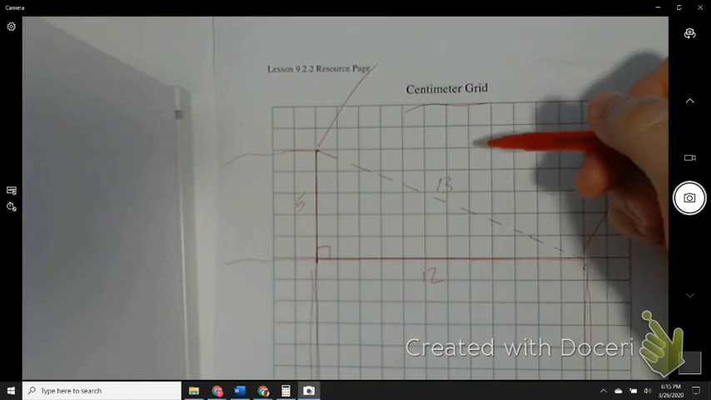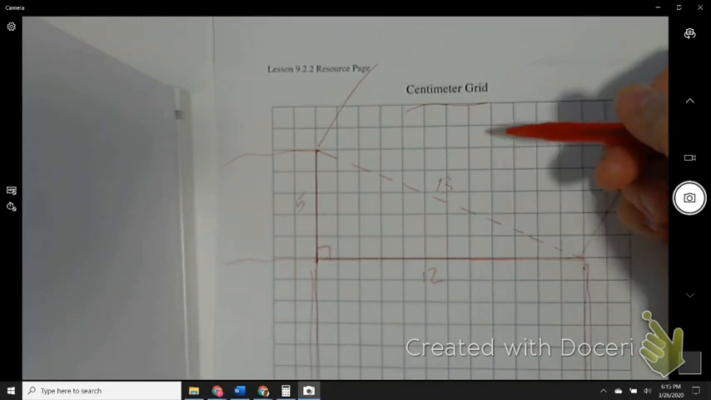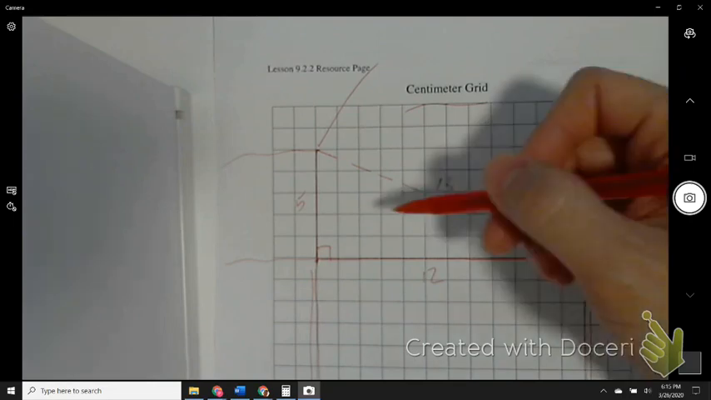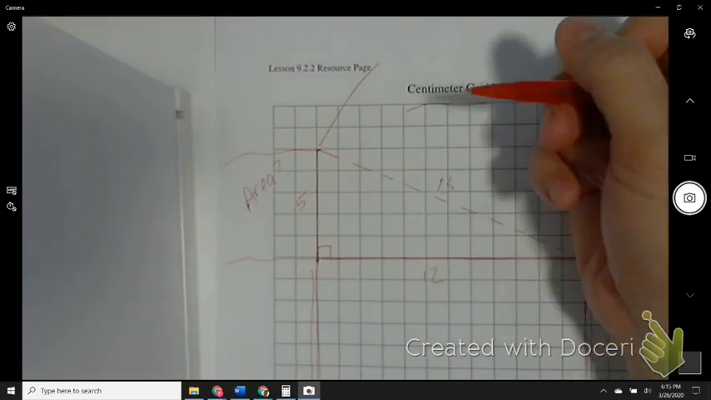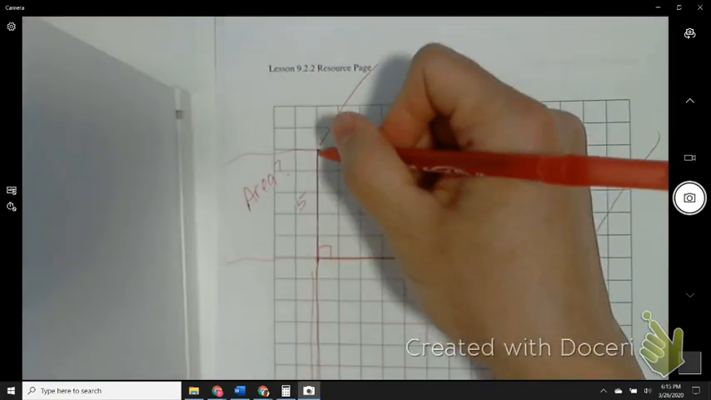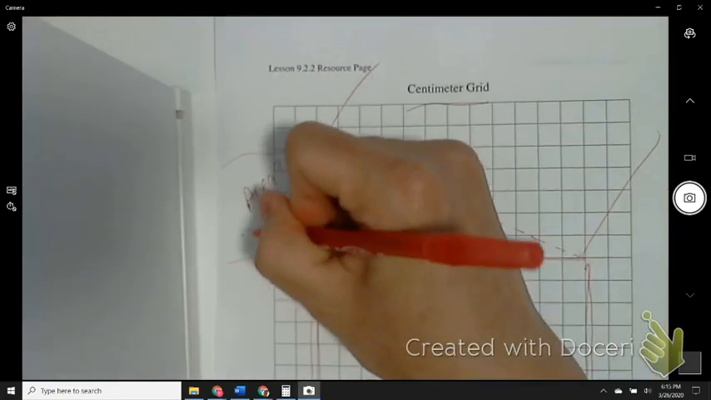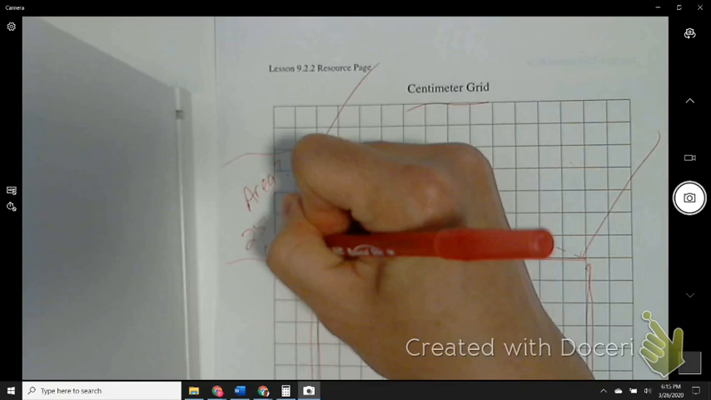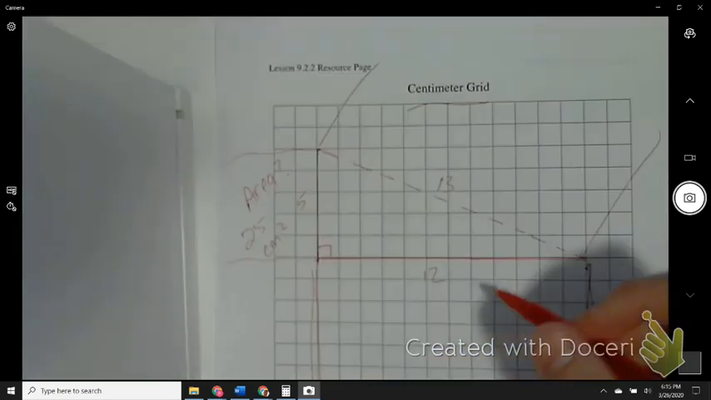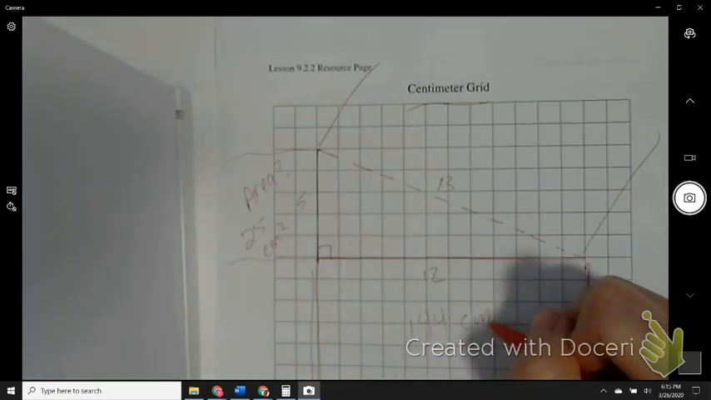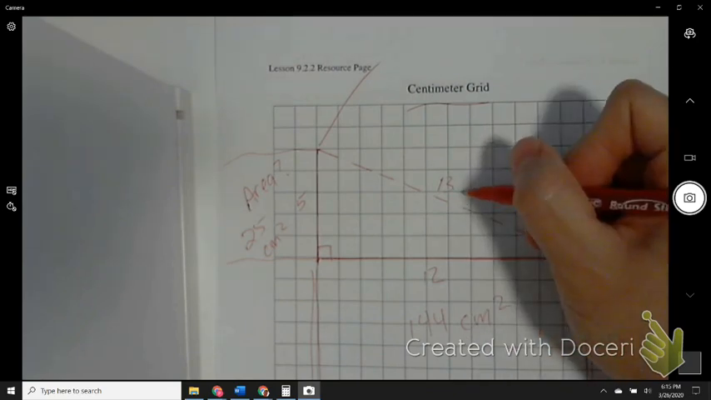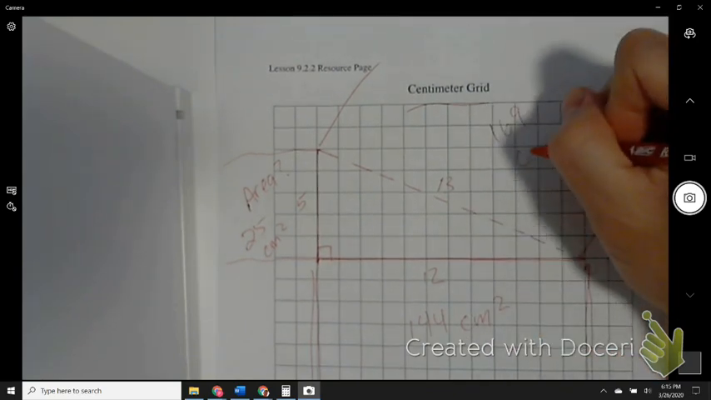If these were side lengths of a square, what's the area going to be? So what's the area of that square? Well, we know the side is 5. The other side must be 5. By definition of a square, all side lengths are equal. So to find the area, you do 5 times 5. That's going to be 25 centimeters squared. This one, 12 times 12, 144 centimeters squared. 13 times 13, 169 centimeters squared.